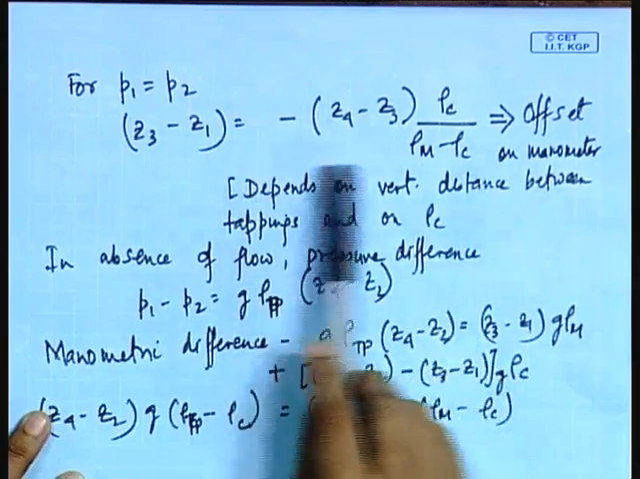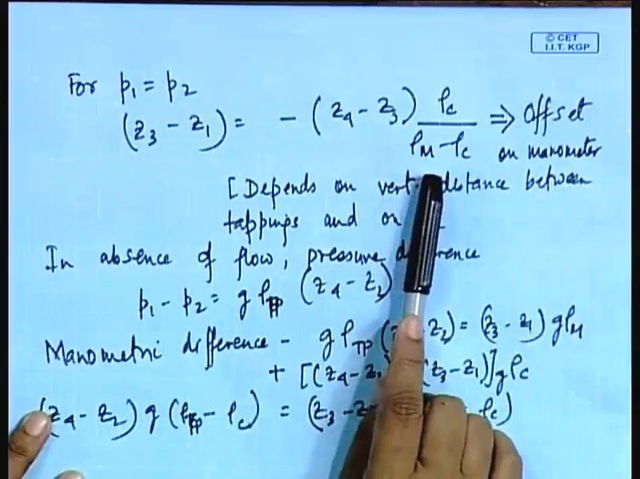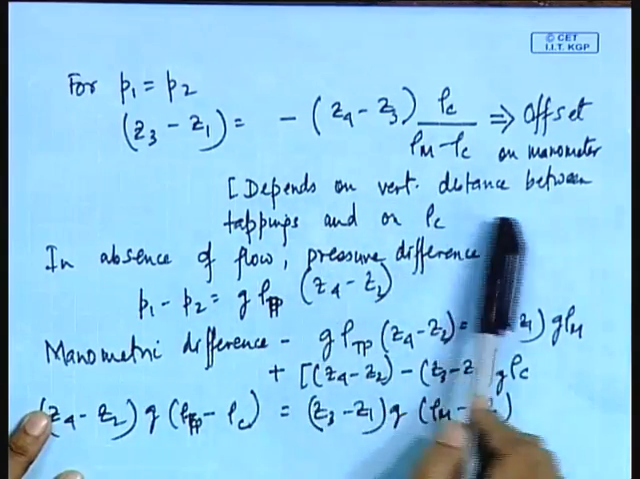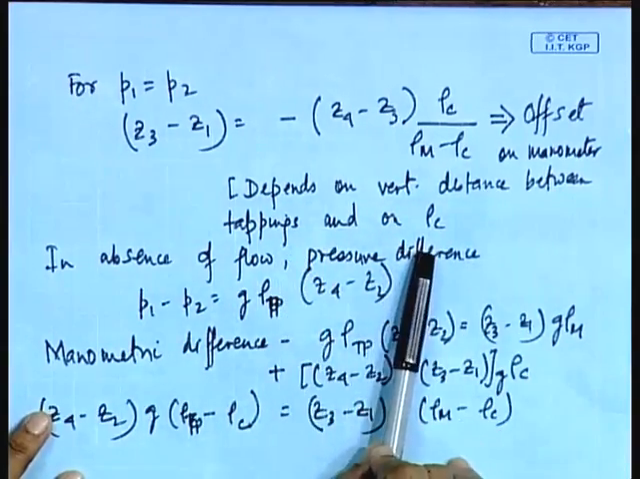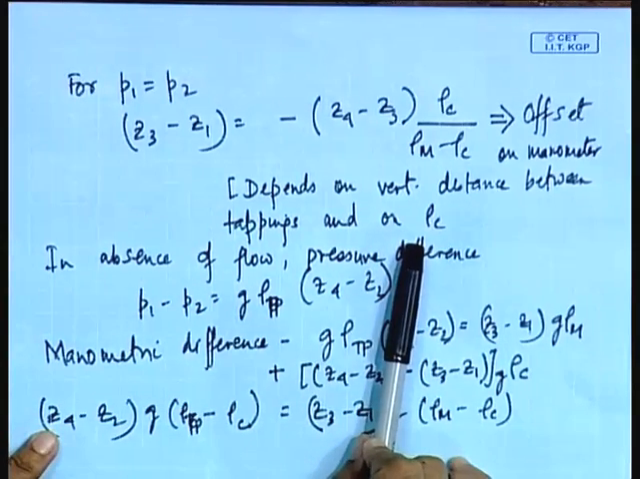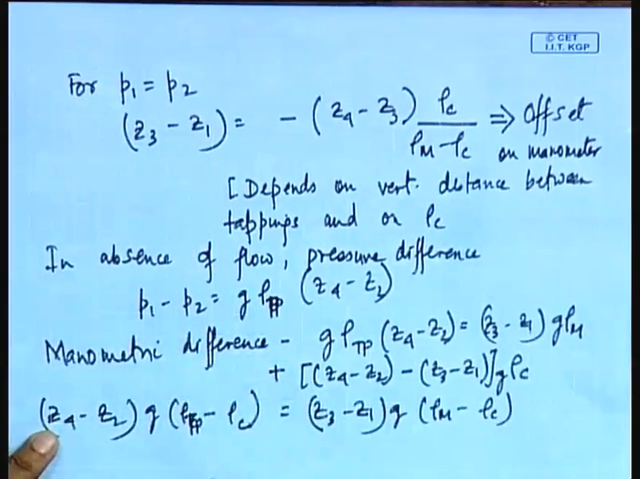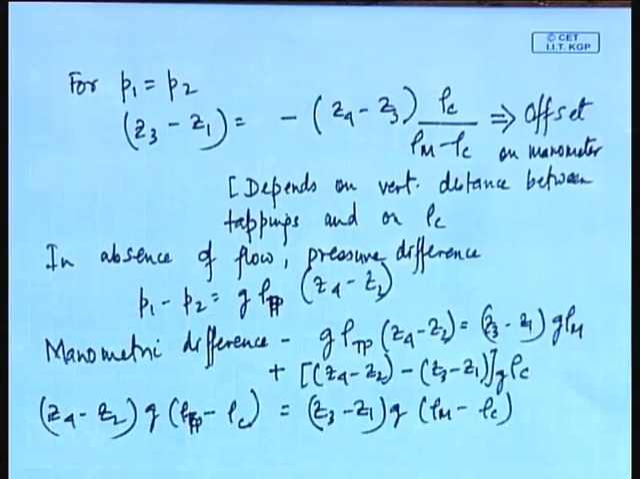The other interesting part here is, whenever you are measuring pressure difference, I have already shown you that there has to be an offset. Now, if you notice, this particular offset depends upon the vertical distance between the tapping lines, it depends on rho c. Now, if the differential pressure transducer is measuring a very small pressure, smaller than the offset, can it record that pressure?